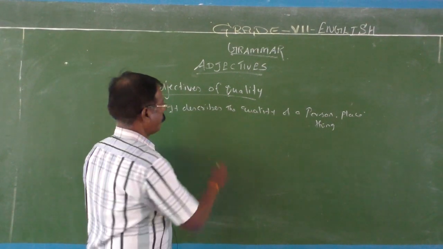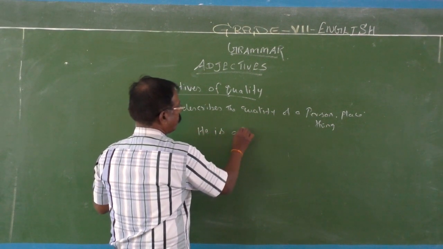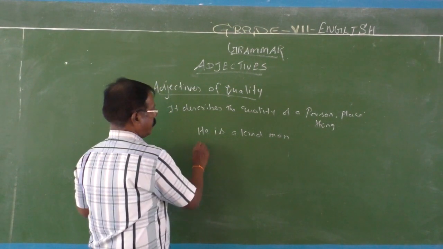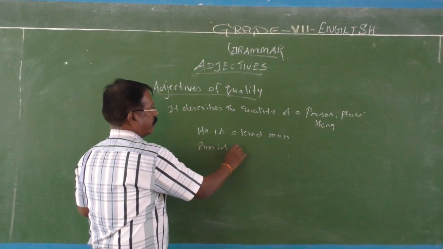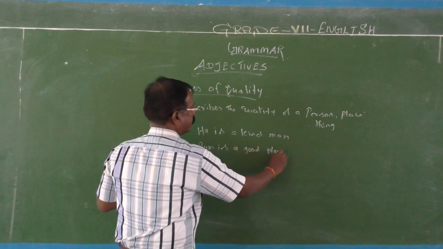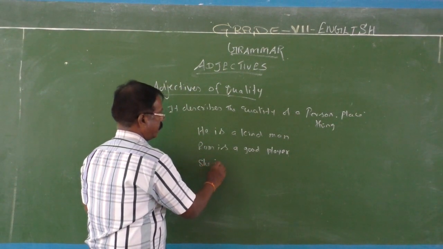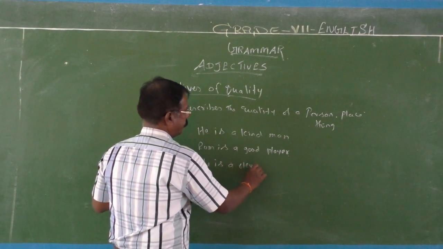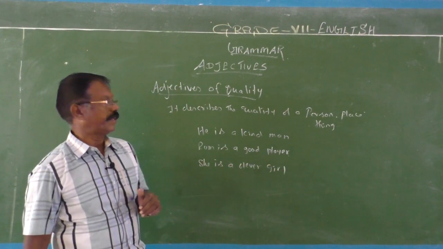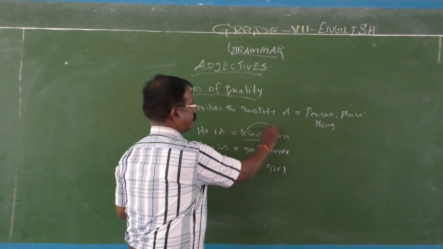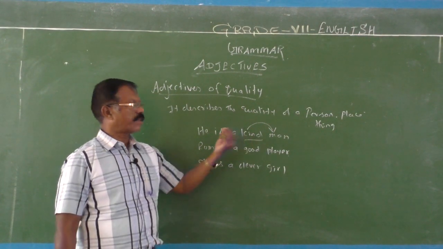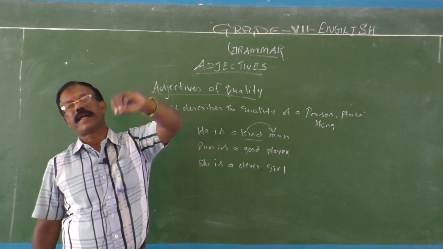For example, person: he is a kind man. Okay. Ram is a good player. She is a clever girl. So I have given here 3 examples. Let us go through these sentences. See, the first sentence, kind, qualifies what kind of man he is. He is a kind man. It describes the quality of the person. It gives you the answer what kind of man.